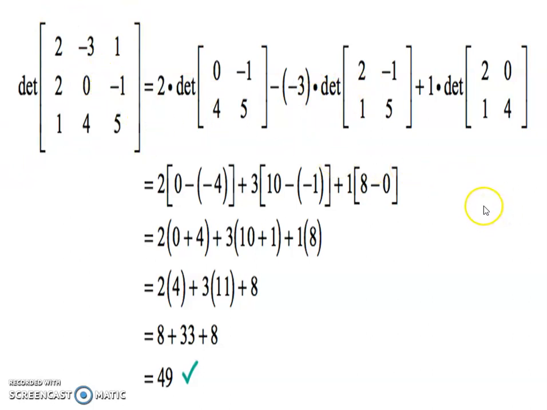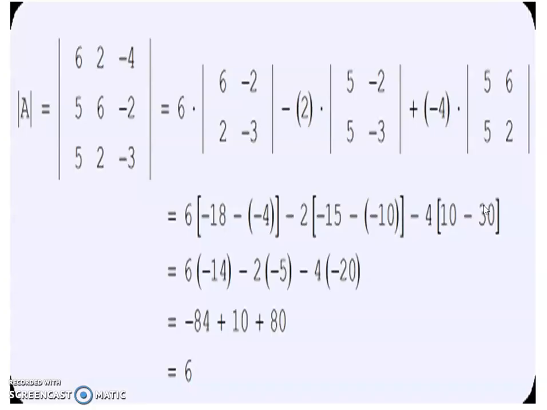Let us try one more example. They have given the modulus, that is the determinant of A equal to 6, 2, minus 4, 5, 6, minus 2, 5, 2, minus 3. More negative numbers are there. Let us check what happens.